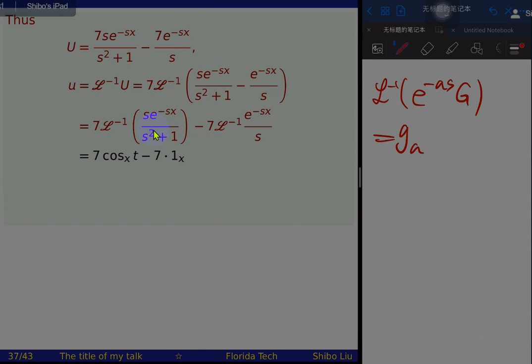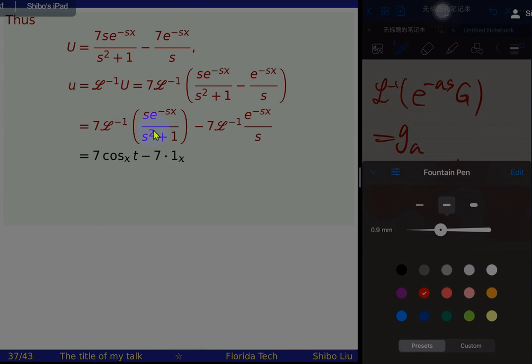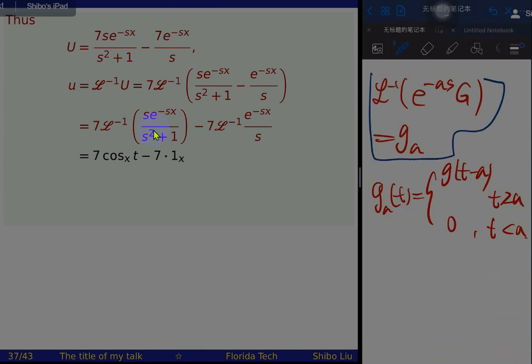That is, G small a is the function we just talked about. G small a t is g of t minus a when t not less than a, and 0 when t less than a. Okay, so this is the property of the Laplace transform. You can check it in the table in our textbook.